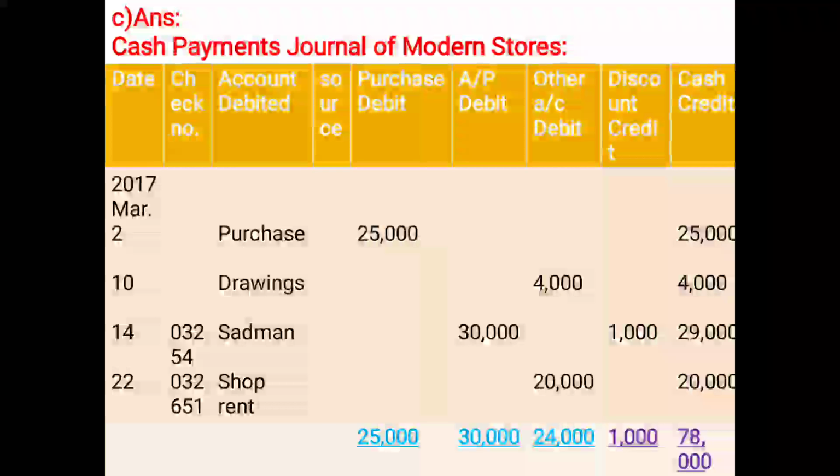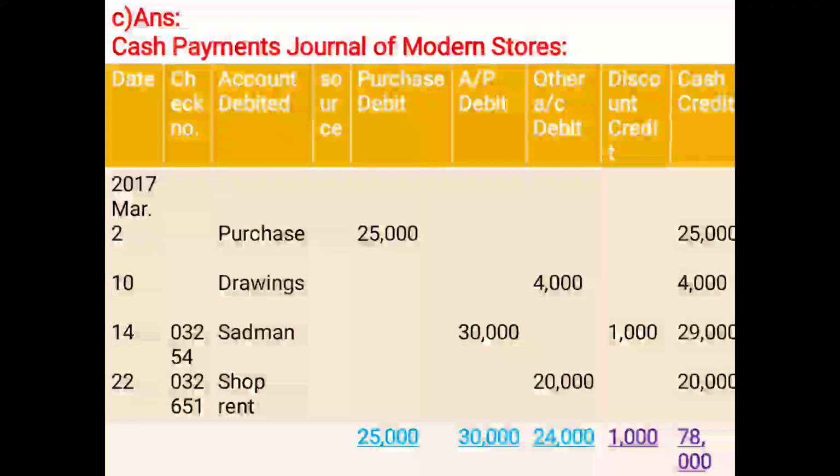March 14, paid to Sadman Enterprise taka 29,000 in full settlement of his claim of taka 30,000. Sadman Enterprise is due taka 30,000, but we have already paid taka 29,000. The remaining amount of 1,000 is discount, so it is treated as discount received, that is discount credit. Check number 032541. You have to write in the date column March 14, check number 032541, and in the account debited column Sadman, that is accounts payable.